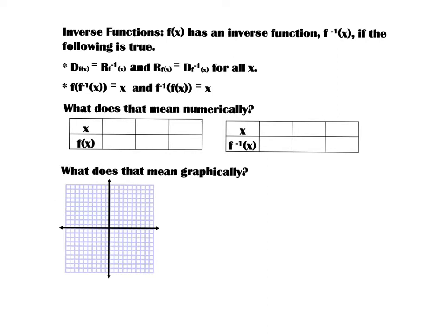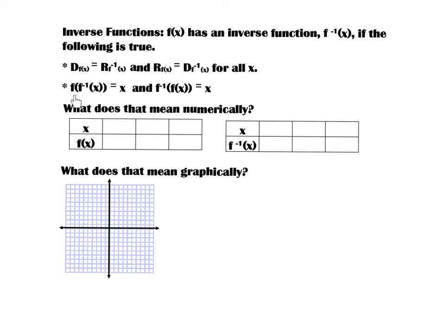Okay, so inverse functions, let's talk a little bit about this. f(x) has an inverse function, f inverse of x. This is the symbol in function notation for inverse. This is not to the -1 power, this is inverse. So f(x) has an inverse function, f inverse of x, if the following is true.